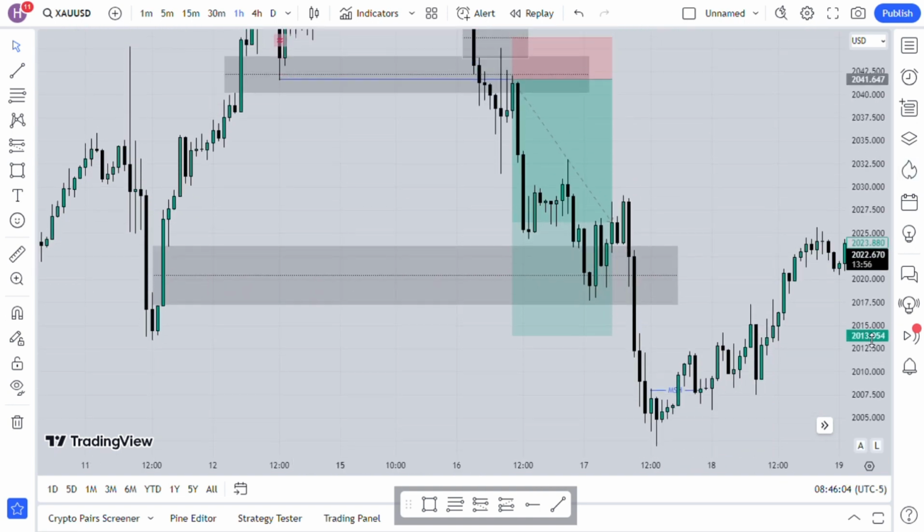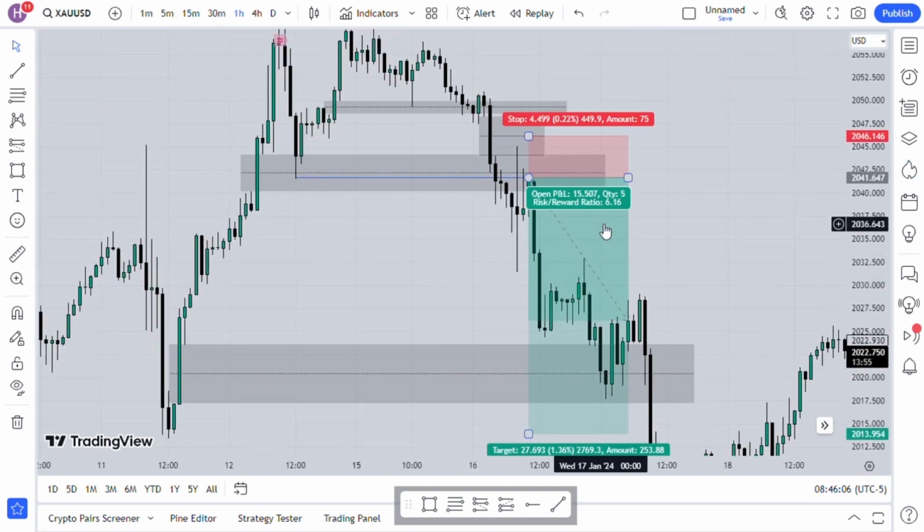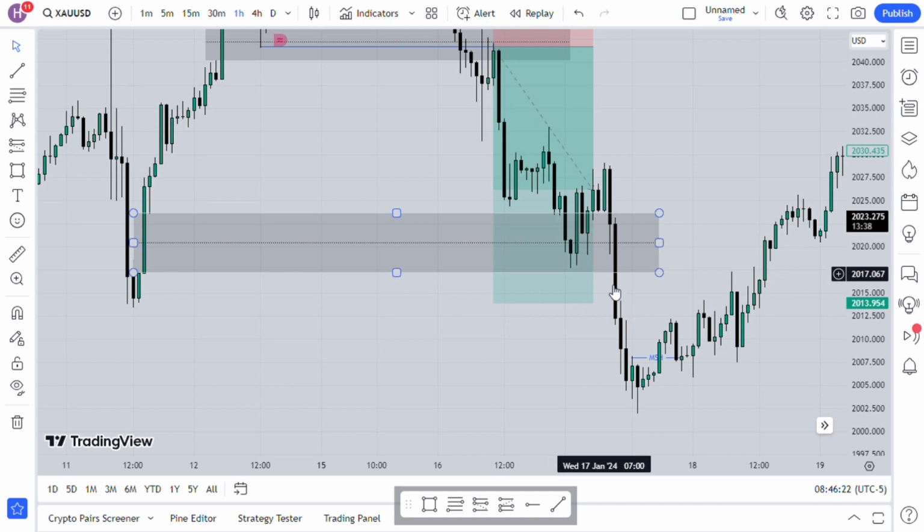And with this, you could have taken a nice 1 to 6 trade, of which you could have risked 449 USD to get a profit of $2,767. So it's a nice swing trade, and your trade could be complete on Wednesday, the 17th of January 2024.